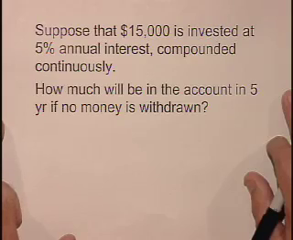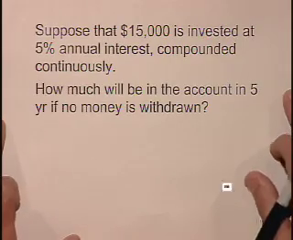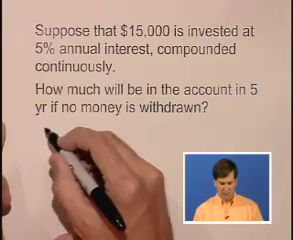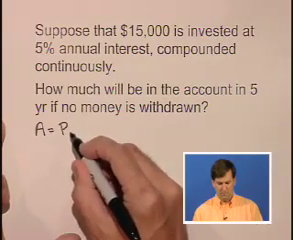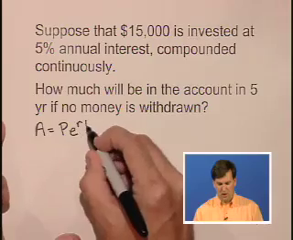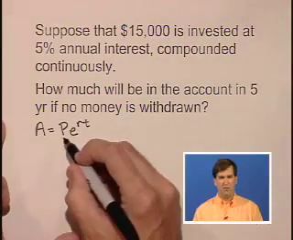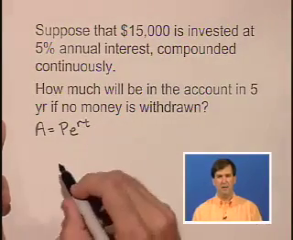Suppose that $15,000 is invested at 5% annual interest, compounded continuously. How much will be in the account in 5 years if no money is withdrawn? For continuous compound interest, we have the formula A. I always call it the A equals PERT formula: A = Pe^(rt), where P is the principal, r is the rate, and t is the amount of time measured in years.